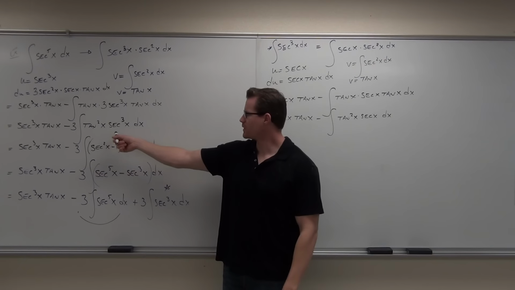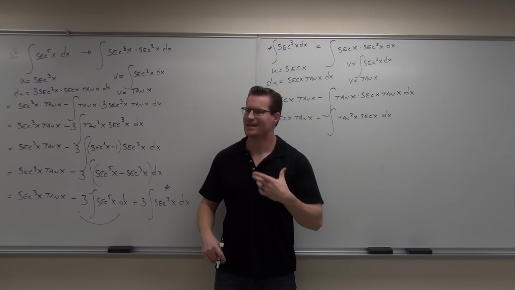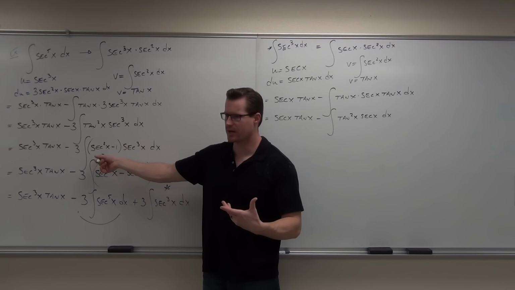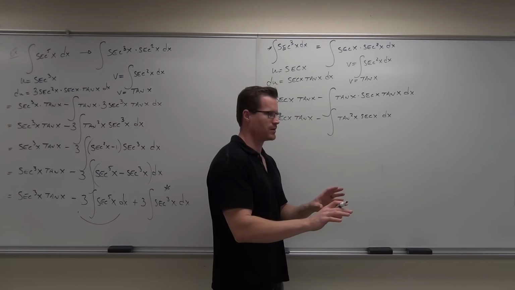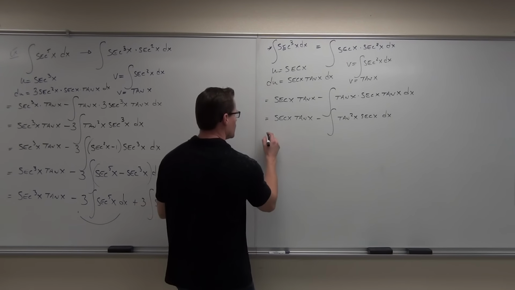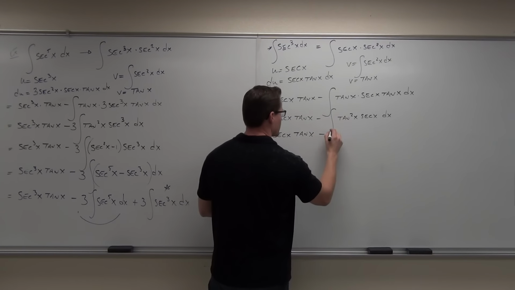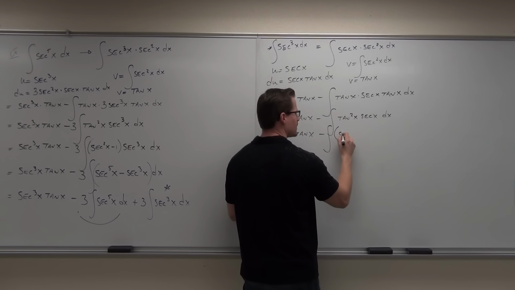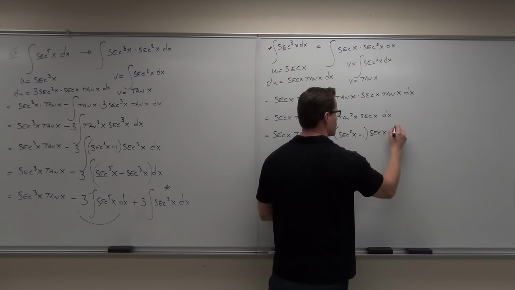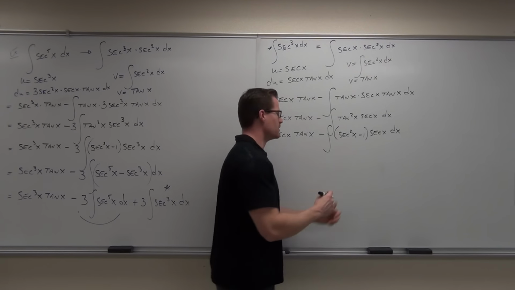Now, this looks a whole lot like that one. Very, very similar. Only instead of secant to the third, I have secant to the first. I'm going to use the same identity again. So instead of tan squared, I'm going to write that as secant squared minus 1. You guys still with me? Yeah. Are you sure? I don't want to blow you out of the water here. A lot of algebra, a lot of trig. So secant x tan x minus the integral of secant squared x minus 1 times secant x. Do the same idea again. Distribute it again.